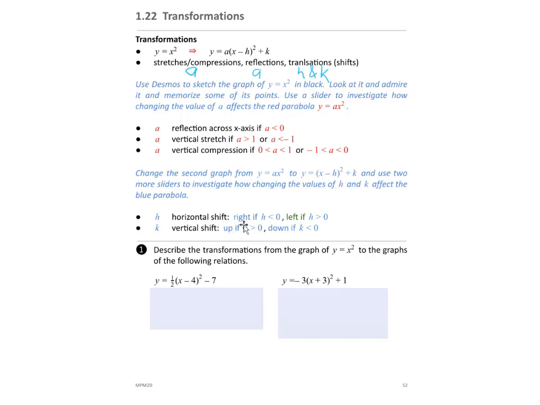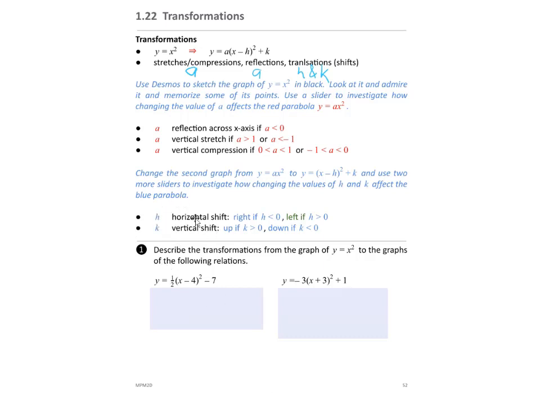H is a horizontal shift, right if H is less than 0, left if H is greater than 0. I'll have the Desmos graph included on Brightspace for you guys so that you can mess around with it at your own pace and double check and even use it as a learning tool to help you work through the notes just so you can see a visualization.